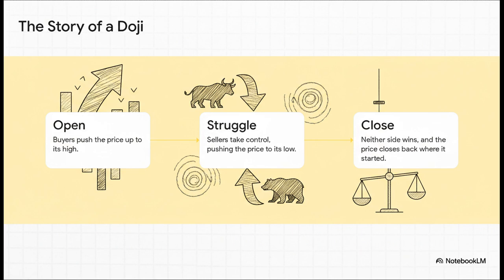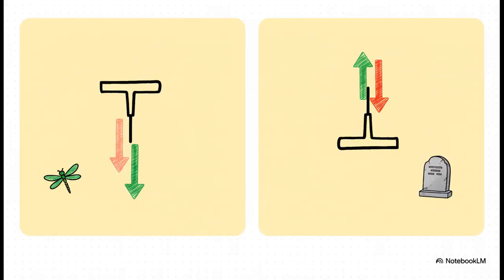Okay, the market opens. The buyers get excited and push the price way up. Then the sellers come in and slam the price all the way down. But by the end of it all, neither side could win, and the price closes right back where it started. Total indecision. But not all dojis tell the same story.